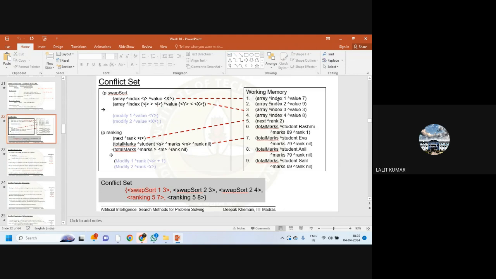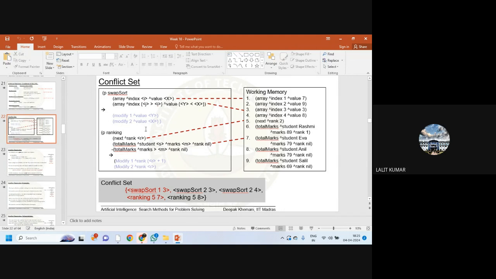I wanted you to devote time here, because if you do it here, then understanding the Rete network will become very easy. So by the extension of the logic, 2 and 4 will also be a swap sort. Okay, understood. Got it. Then you can come to the next rule.